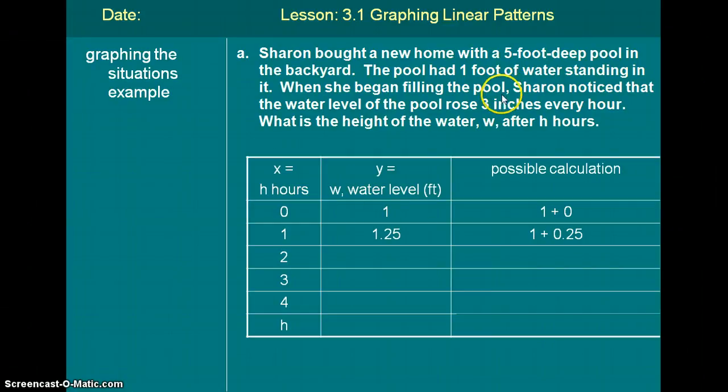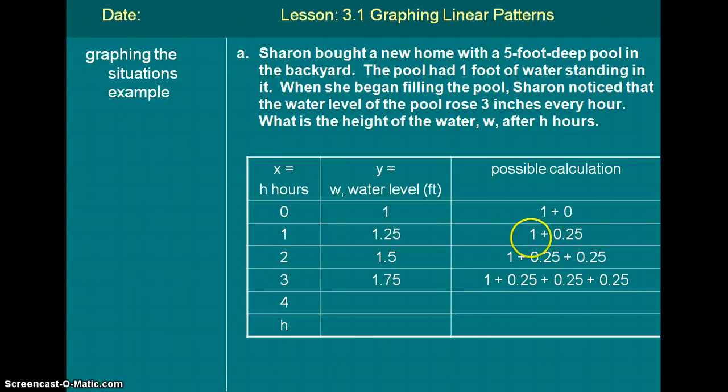Conveniently, 3 inches happens to be a 1/4 of a foot, 3 out of 12. We can see again a possible calculation over here, 1 plus the 1/4 of a foot. After 2 hours, we will see 1 1/2 feet of water in the pool because another hour has passed and another 1/4 foot has been added on. After 3 hours, we'll see 1 3/4 or 1.75 feet of water.